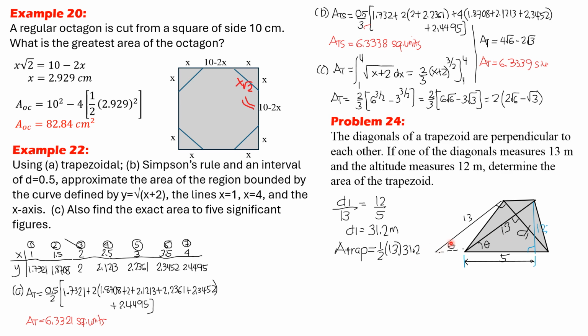So in this triangle and this triangle here, opposite of theta is d1 and the adjacent side is 13. Then in this similar triangle, opposite of theta is 12, adjacent is 5. So d1 is 31.2. The area of the trapezoid therefore is 1/2 product of diagonals, and it is equal to 202.8 square meters.